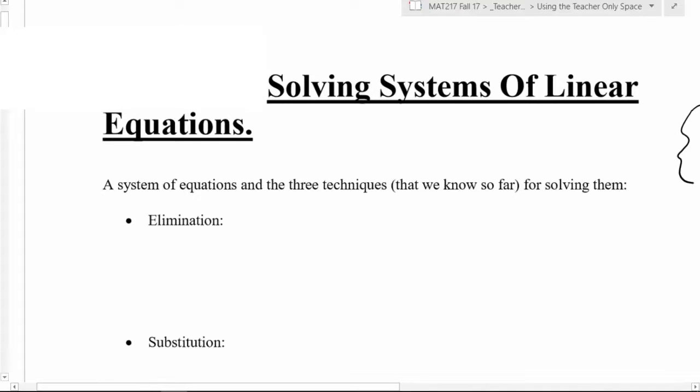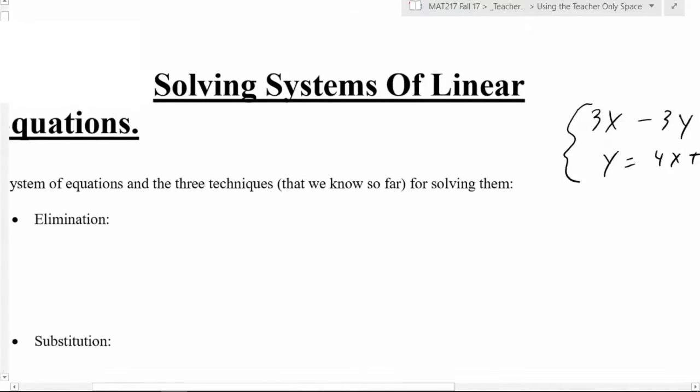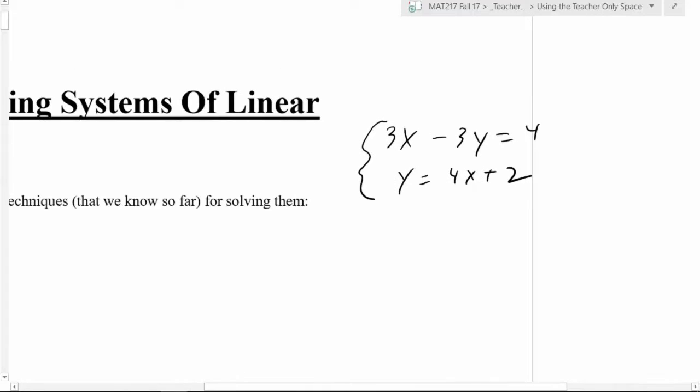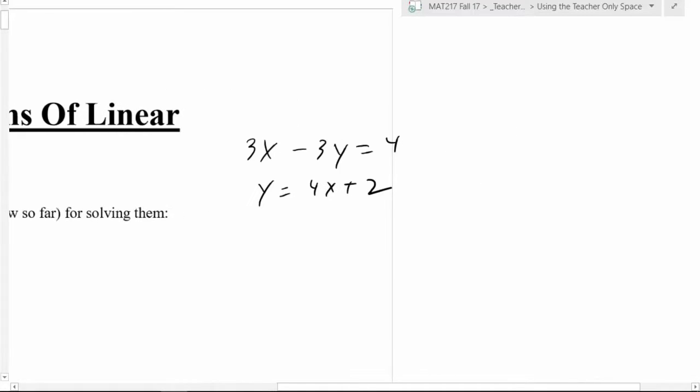We have the elimination technique, which just says arrange your system so they are in the same order. So the x variables are lined up with the x variables, the y variables are lined up with the y's, and the equal sign and the constant term are all lined up. Typically we would leave this one alone. We like having the variables on one side. And then for this other equation, I would subtract the 4x over to the other side, so that would give us a negative 4x plus y is equal to 2.